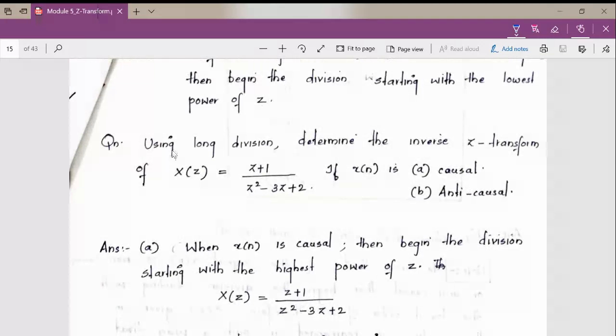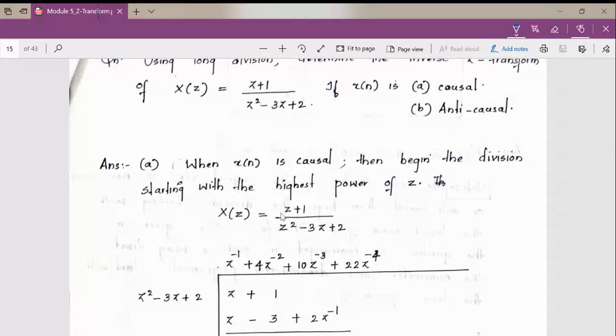So the first question is, using long division, determine the inverse Z transform of X of z equal to z plus 1 divided by z square minus 3z plus 2, if x of n is causal and if x of n is anticausal. So we need to find the inverse Z transform of X of z, which means x of n. Okay, so we have two conditions. First one is causal and the second one is anticausal. So we have to find that.